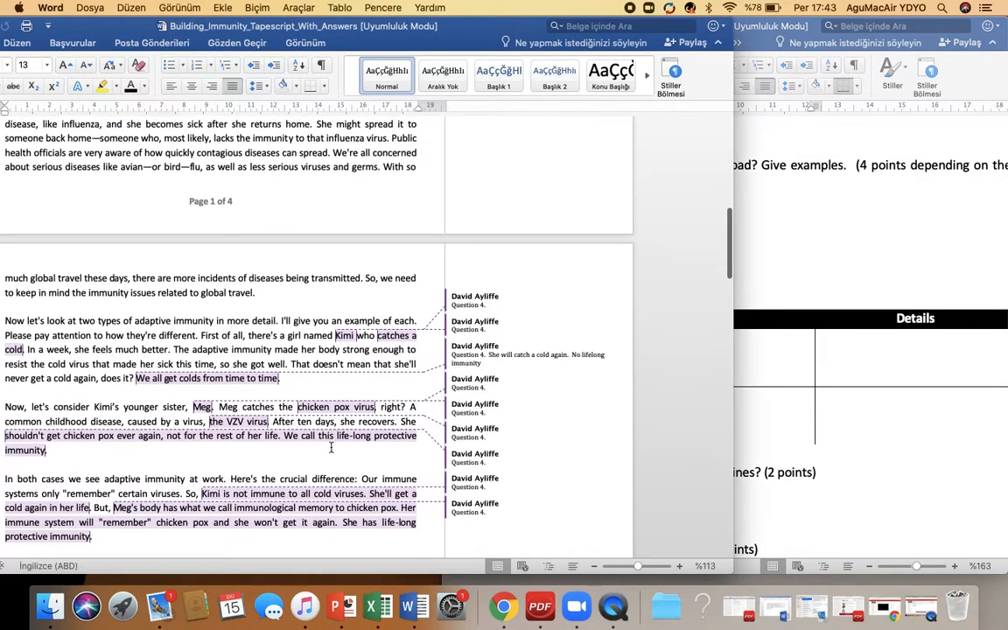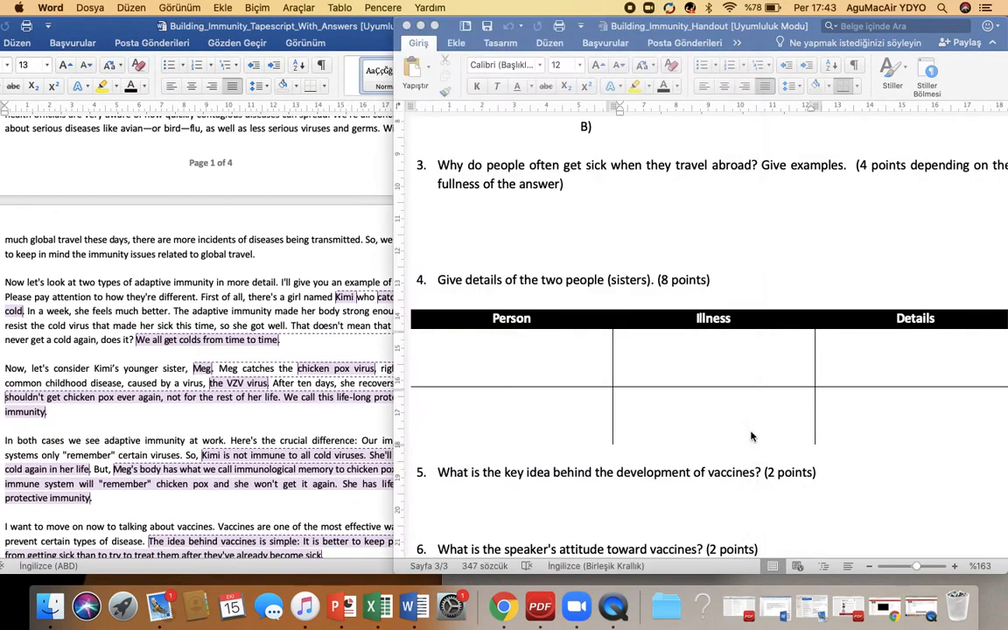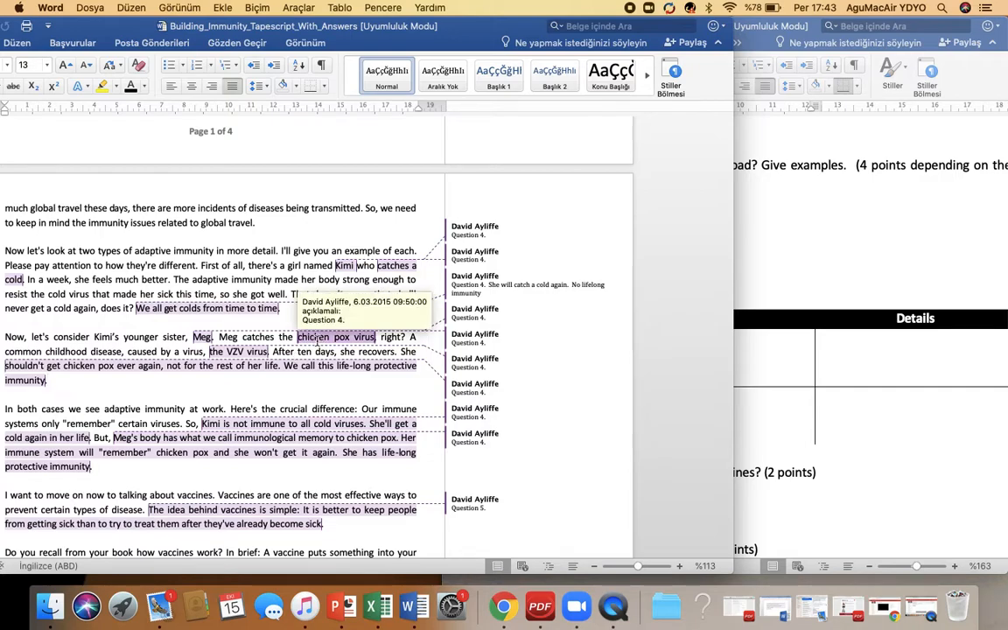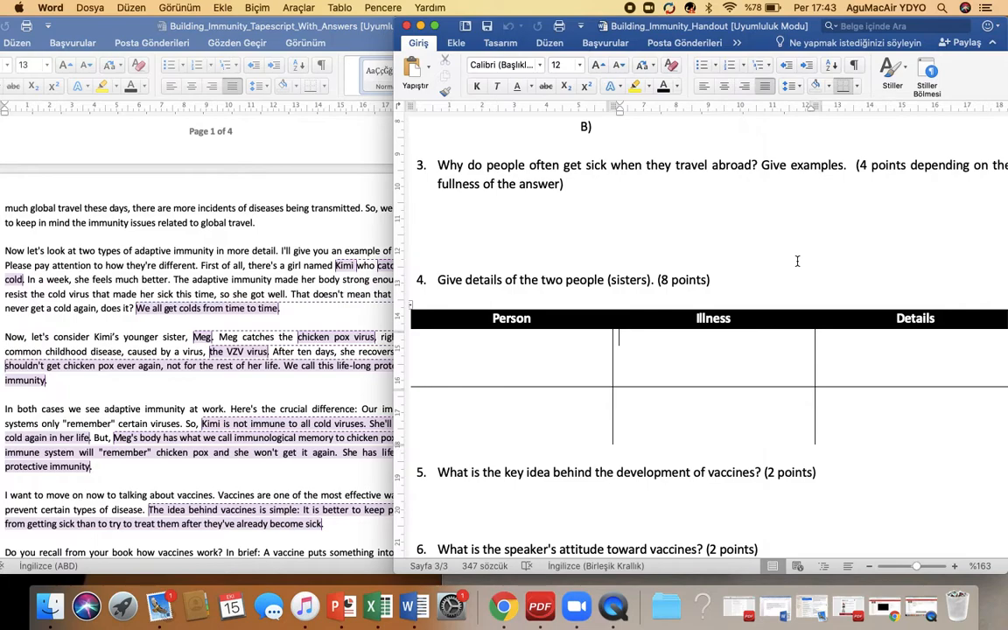And the other one, details about Meg's illness here, right? Actually, oh yeah, you can write this as illness as well. Chickenpox virus, right? And after 10 days, she recovers. She shouldn't get chickenpox ever again, not for the rest of her life. We call this lifelong protective immunity. So there are some details here. You need to write as much as possible, as I said before.